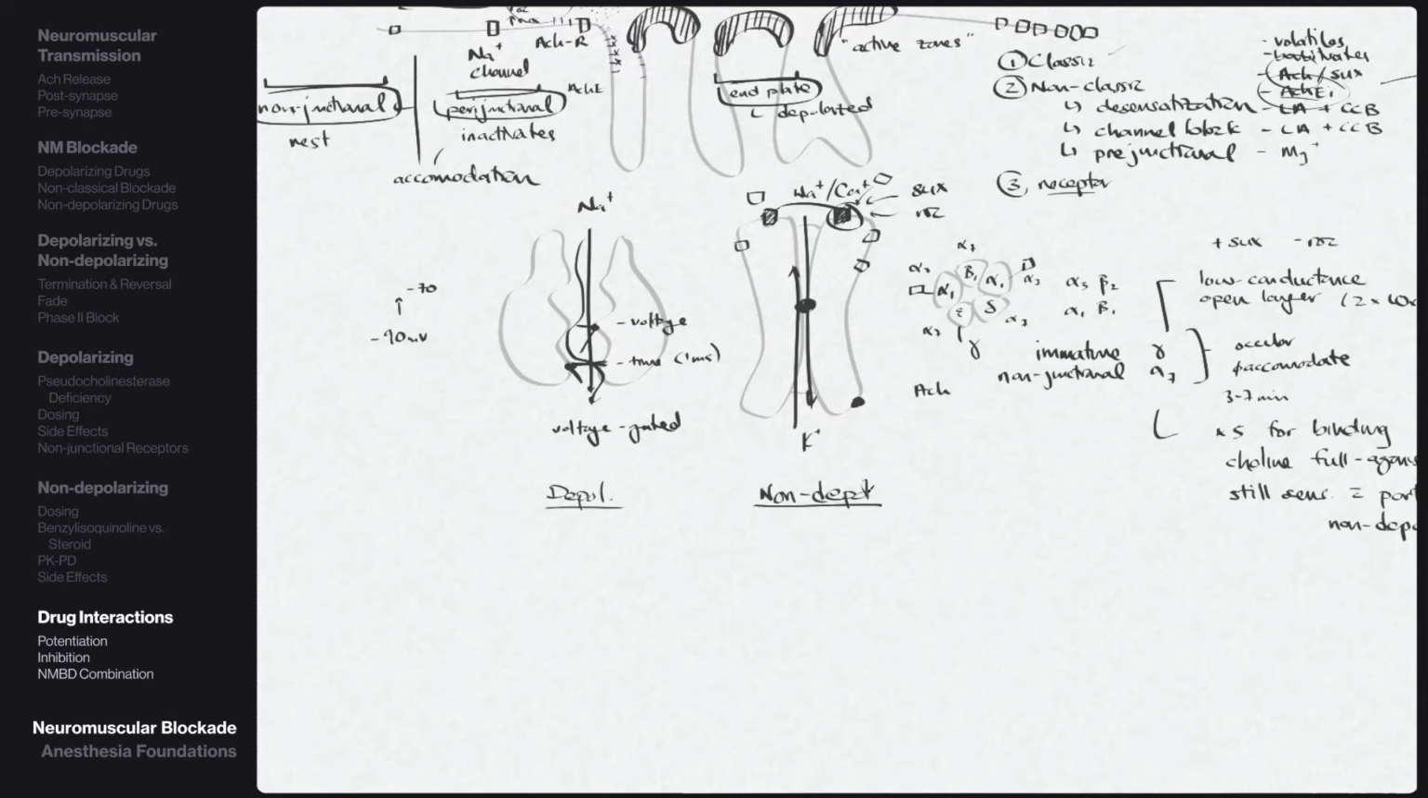We'll first mention antibiotics and how this potentiates both depolarizing and non-depolarizing blockers. This is likely due to some type of CYP enzyme inhibition, and this is mostly with older medications like streptomycin, neomycin, and polymyxin.